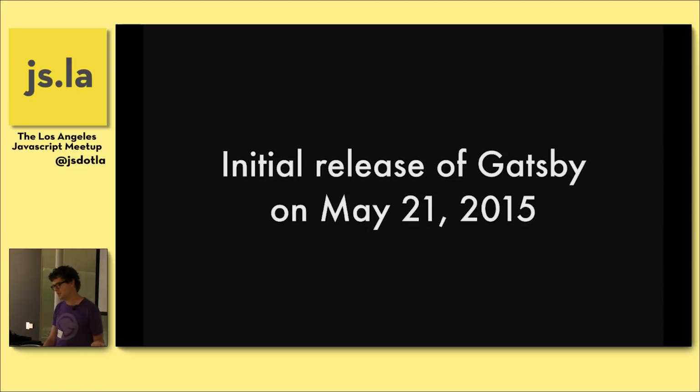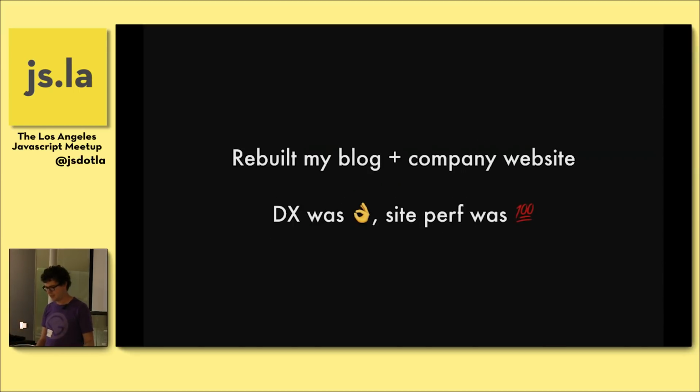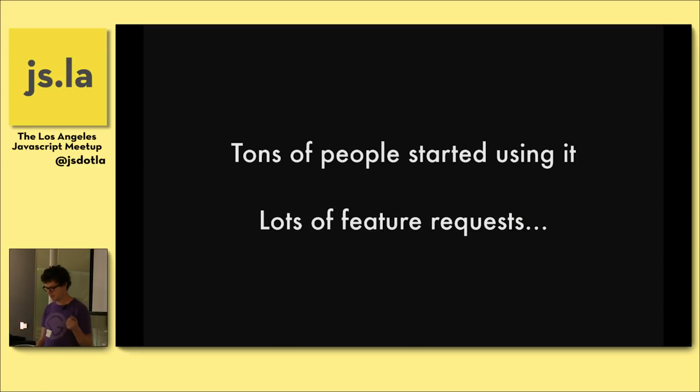The initial release of Gatsby was May 21st, 2015. So 3.5 years ago, for those who don't want to do math. The initial release was pretty simple. It was like normal static site generators, Jekyll, Hugo, Hexo, but for React. That was the intention. And I rebuilt my blog and a little startup company website. The DX was really good, and the site performance was amazing. So I was pretty happy.